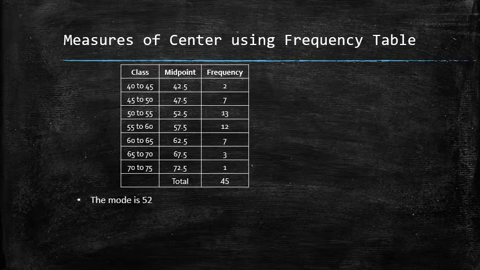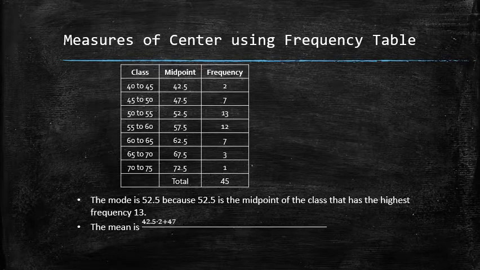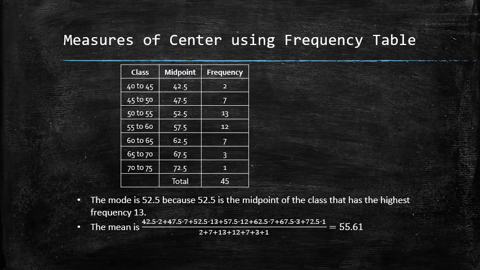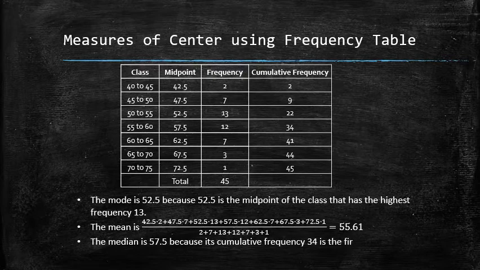So the mode is 52.5 because 52.5 is the midpoint of the class that has the highest frequency of 13. The mean is found by using the formula, and in this example, it is equal to 55.61. To find the median, we add the column with the cumulative frequency values. And since the cumulative frequency 34 is the first one that exceeds 45 minus 1 over 2, which is 22, we conclude that the median is 57.5.